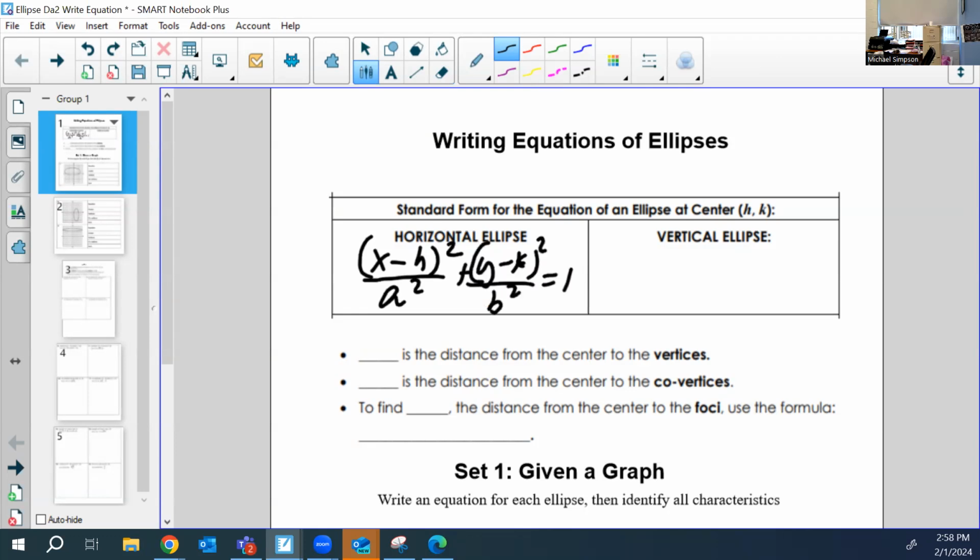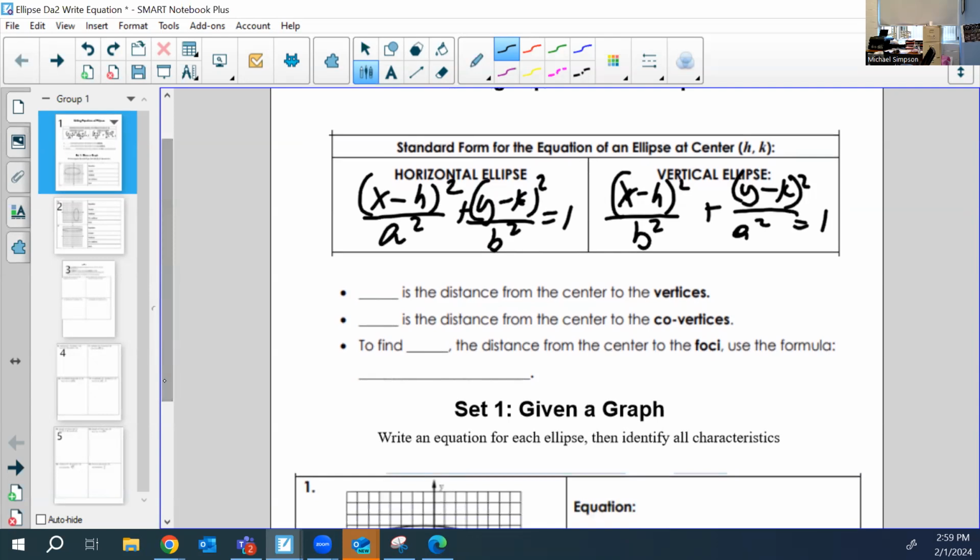And for the vertical, it is (x minus h) squared over b squared plus (y minus k) squared over a squared, all right, equals 1. All right, so that's the equation for ellipses.